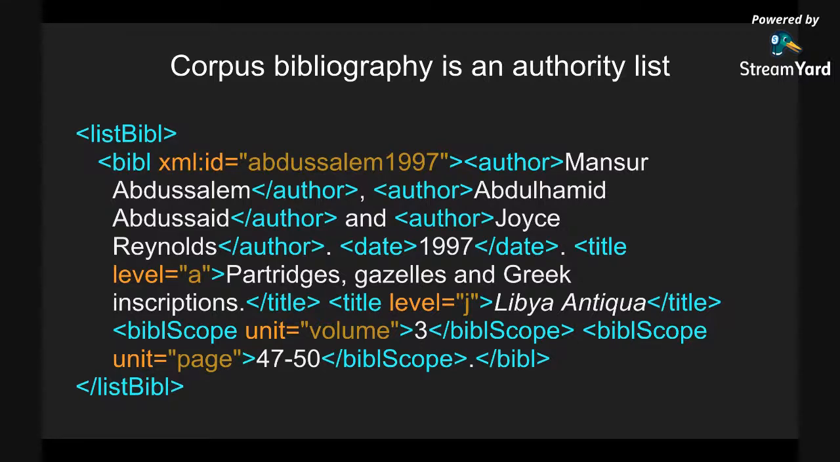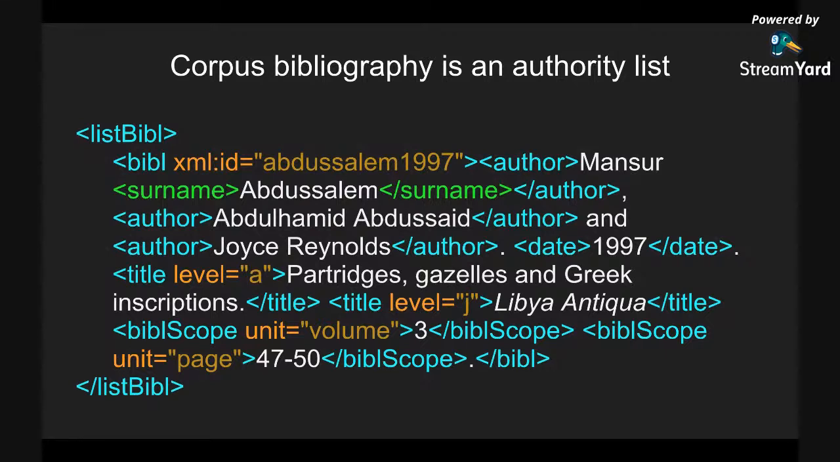And the one other thing that it can be useful to tag, and I've added to this slide, is specifying which part of the author name is the surname. That may sound obvious, but if I wanted to abbreviate this in my concordance or in my apparatus criticus, for example, as Abdus Salam 1997 or Abdus Salam et al. 1997, the computer would have to be able to grab Abdus Salam from this bibliographical entry. And so tagging the surname explicitly might be a useful thing to do. And you might want to tag all of the surnames in here. I've only tagged the first one for the sake of the example.